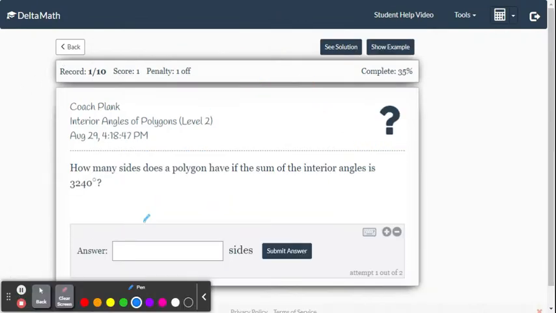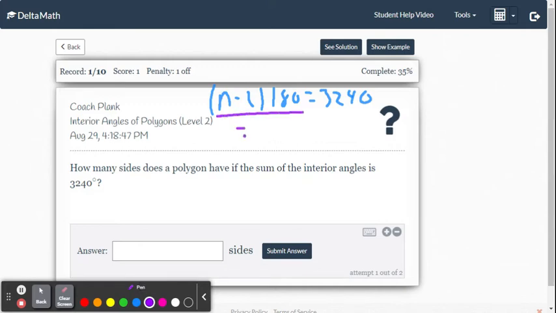All right, next question. How many sides does a polygon have if the sum of the interior angles is 3,240 degrees? Oh, sweet. All we're going to do is use the formula n minus 2 times 180 degrees has to equal 3,240 degrees, because they gave us the sum of the interior angles. And this time they want us to find n. So now we're going to solve this equation.